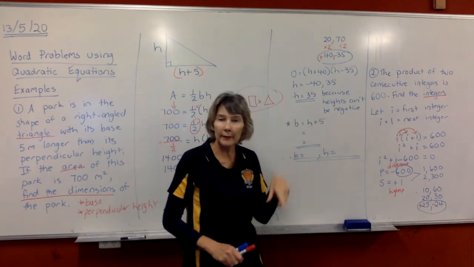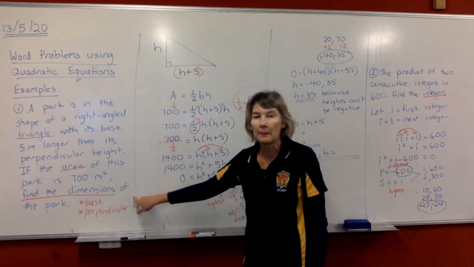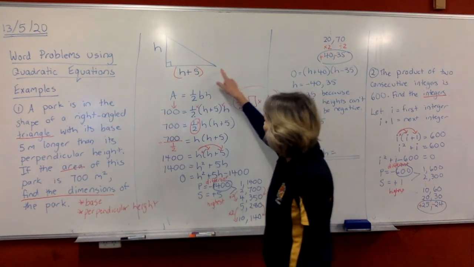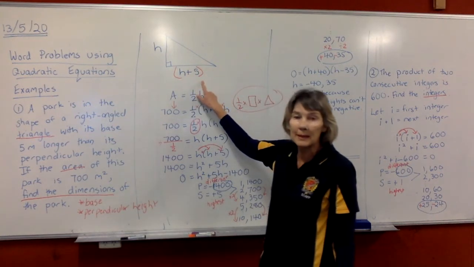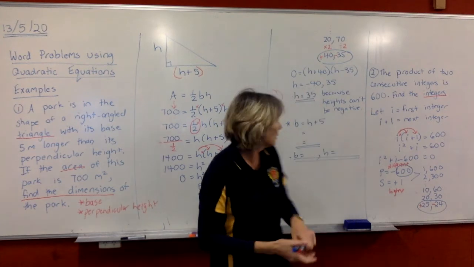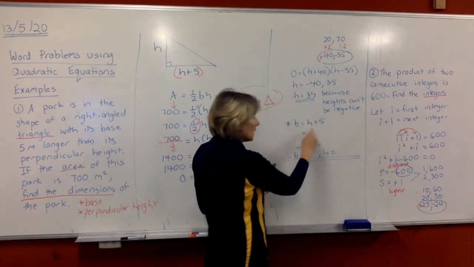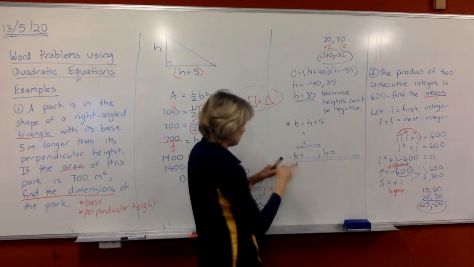So we've got the height, the perpendicular height, but we don't have the base yet. So the base is this one here, and the base is h plus 5. So we're going to put this into h plus 5 now.